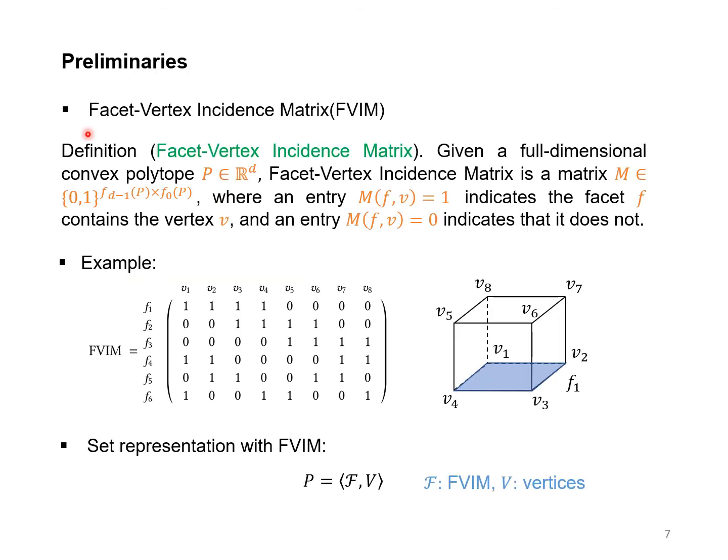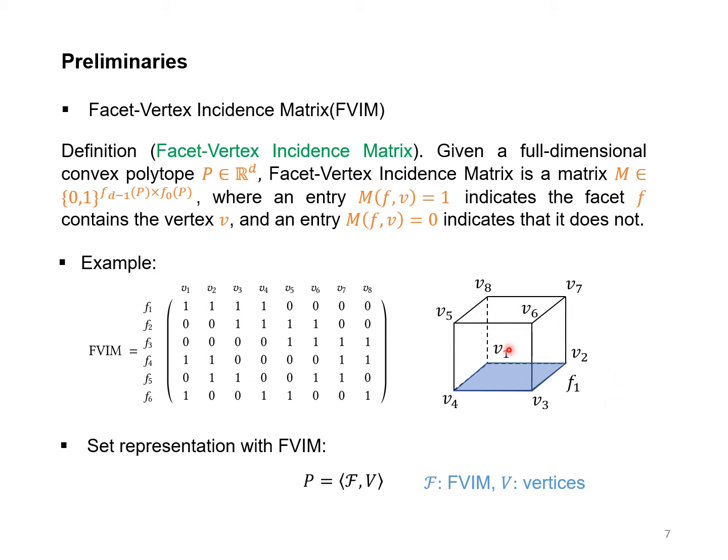In that section, we will introduce the Facet-Vertex incidence matrix. Its definition is as follows. Given a four-dimensional convex polytope P in D dimension, the Facet-Vertex incidence matrix is a matrix where an entry 1 indicates that the facet F contains the vertex V, and the entry 0 indicates it does not. Here is an example of a three-dimensional cube.